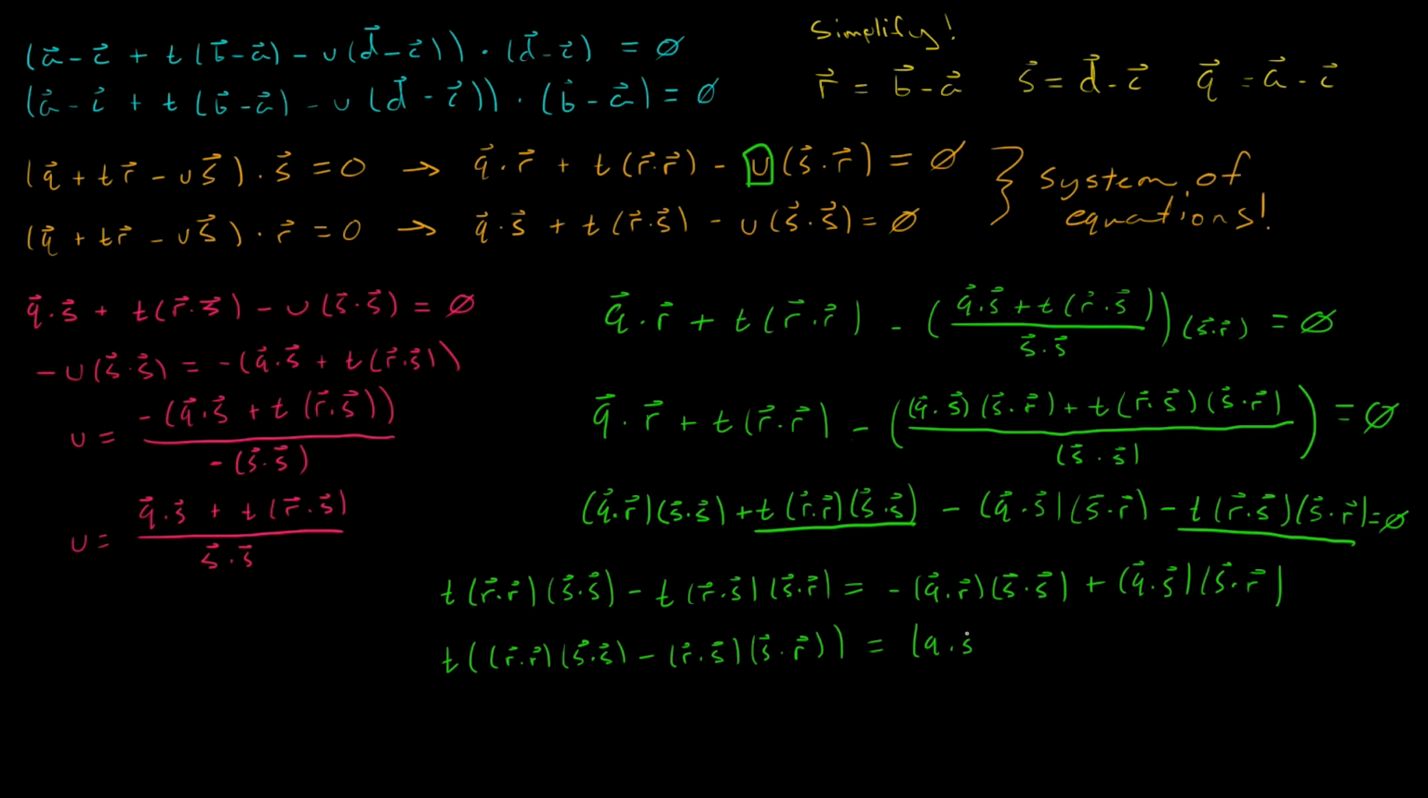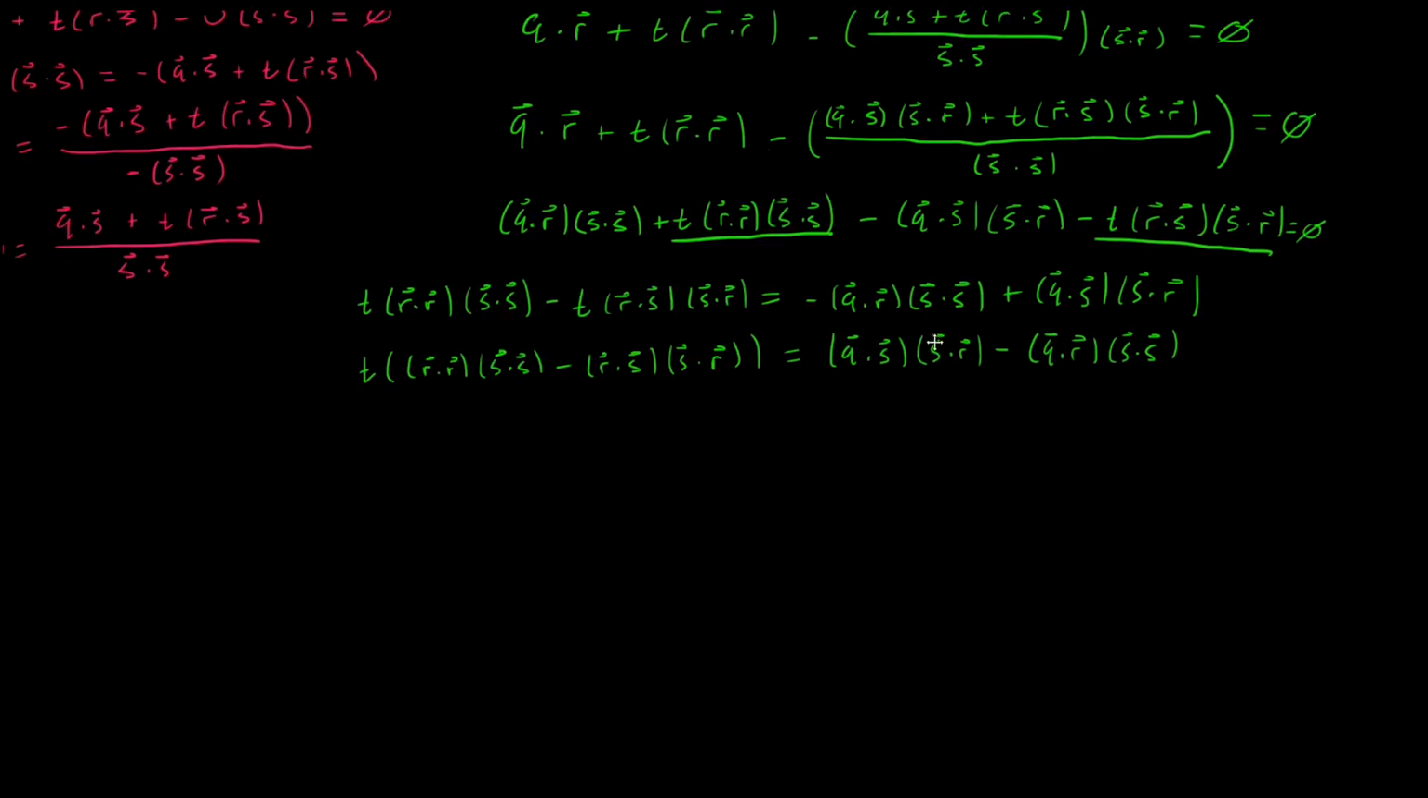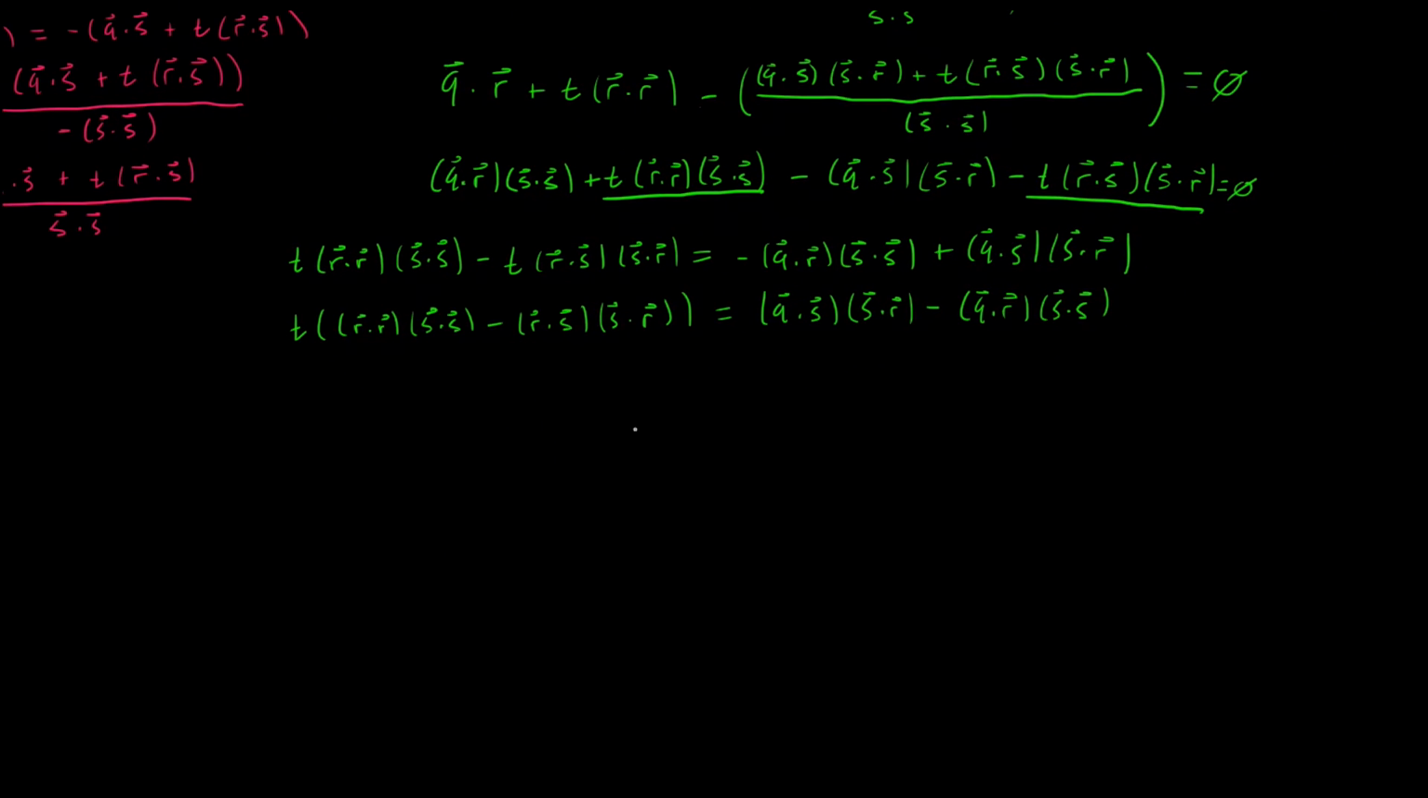So it's going to be q.s times s.r minus q.r times s.s. Right, so all we did was switch places of these two things so that the positive was in the front. So finally then, that means we can solve, I think, for t now.